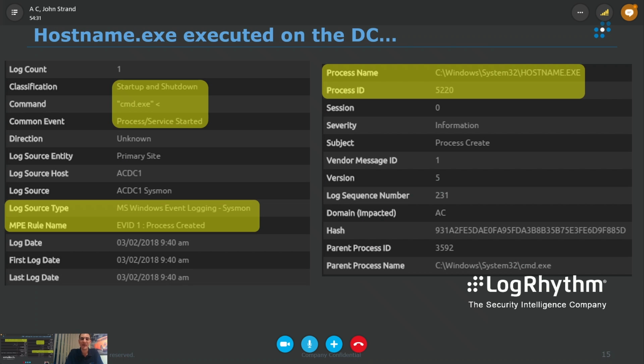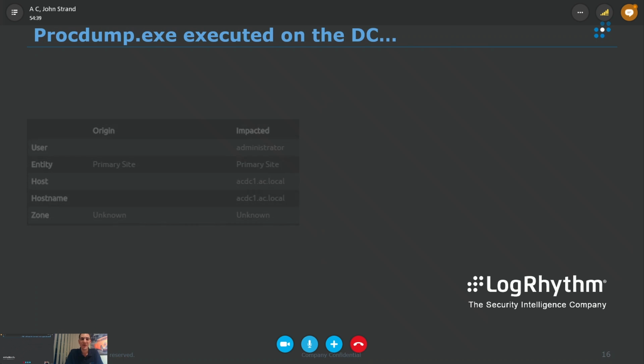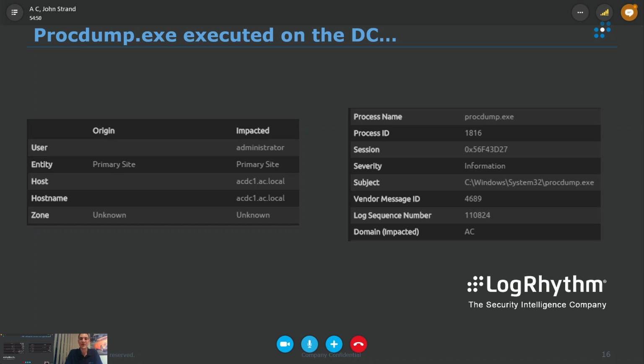But what we can see here being executed on the domain controller, potentially via PsExec, is hostname.exe. Okay, we know it's a sysadmin because we were targeting our sysadmin group or privileged user groups when we started out this hunt. So at this stage, there doesn't seem to be anything necessarily untoward.